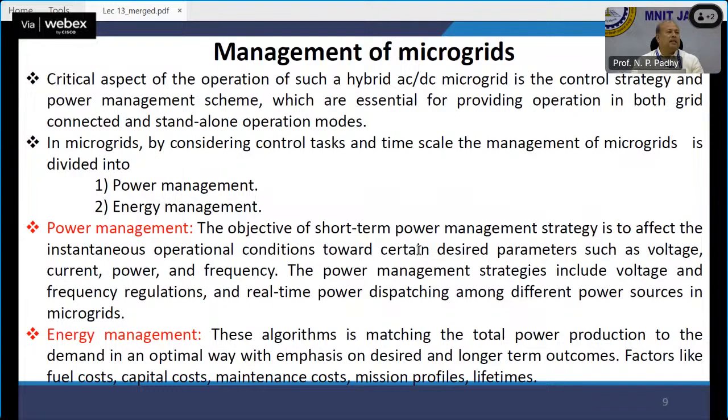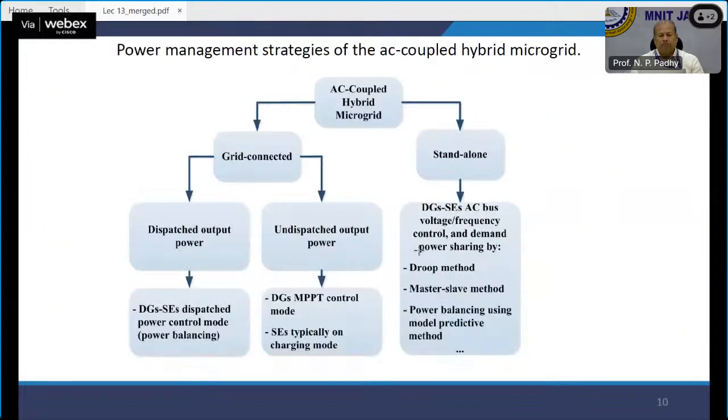Now, what is energy management? Because power means you just match the power. In case of energy, these algorithms match the total power production to the demand in an optimal way, meaning the whole energy, with emphasis on desired and longer-term outcomes. Factors like fuel cost, capital cost, maintenance cost, emission profile, and lifetime are part of your energy management program. This we have already discussed, but the mechanism is slightly different.